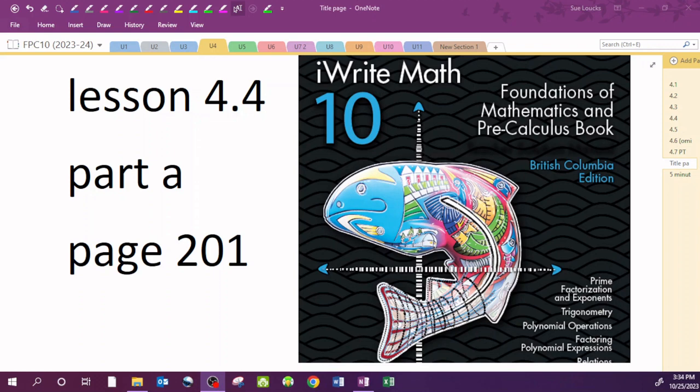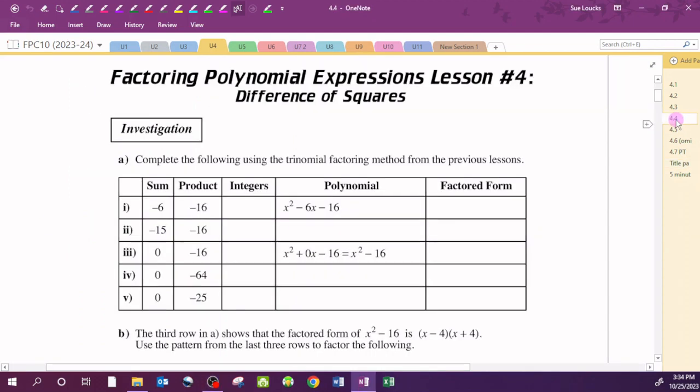Hi everyone. We have lesson 4.4. There's just one video for today's lesson, and this is doing what we call the difference of squares, which is another factoring strategy for a specific situation. So this is just the investigation part of this.